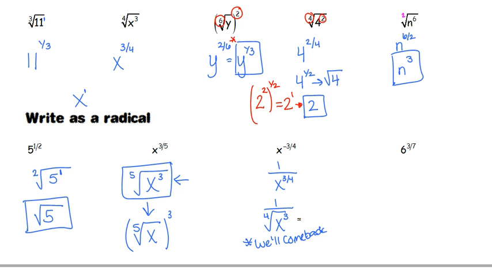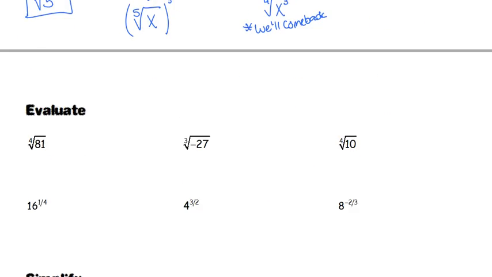And our last one, 6 to the 3/7. 6 is the base, being raised to the third power, taking the 7th root. When you have number bases, you do always want to check to see, can I simplify that base? Can I rewrite 6 the way we did in this problem? 4 could be rewritten as 2 squared. In this case, 6 can't, but anytime you have a numerical base, you always have to double check, can I rewrite that base? Alright, let's flip on over to the back page.